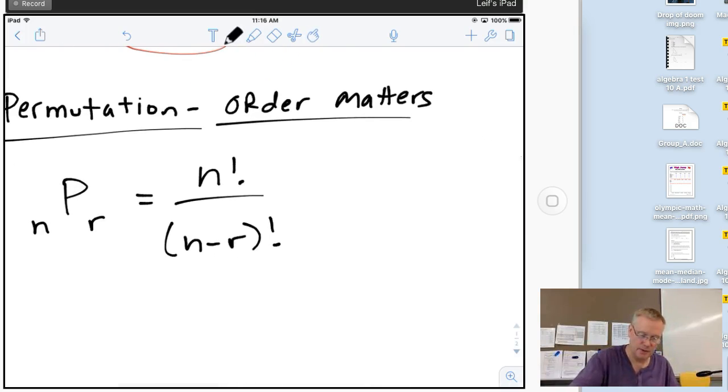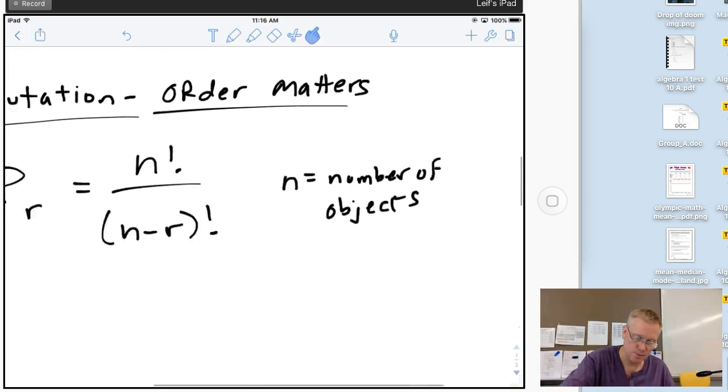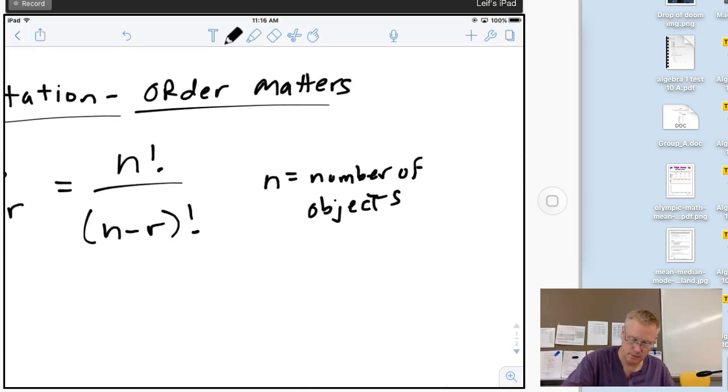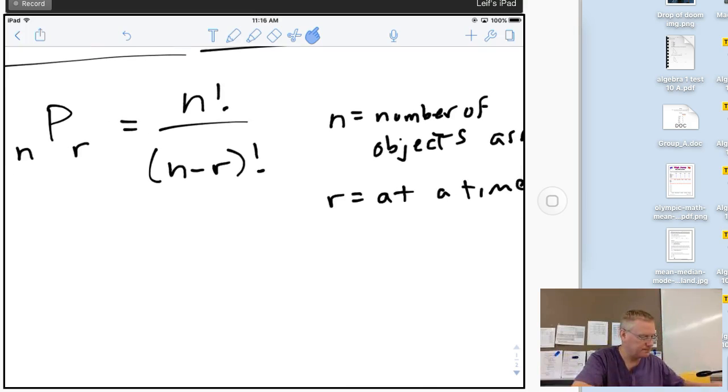And with this, n is the number of objects arranged, and r is how many are arranged at a time. So I'll show you how to work that in a second.